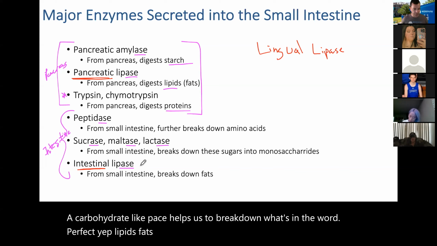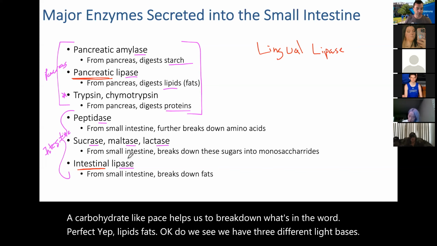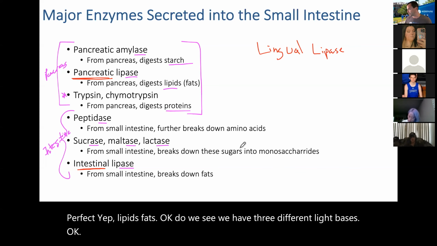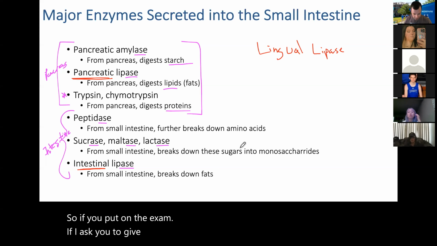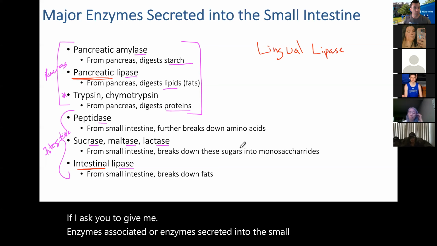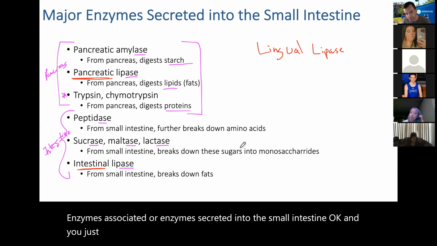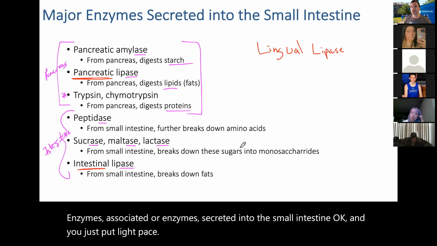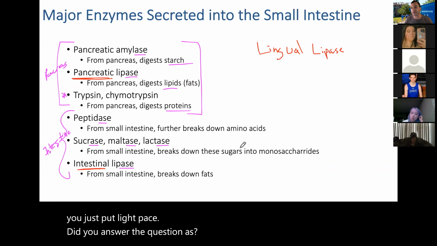Do we see we have three different lipases? Okay. So if you put on the exam, if I ask you to give me enzymes secreted into the small intestine, okay, and you just put lipase, did you answer the question as correctly as possible?